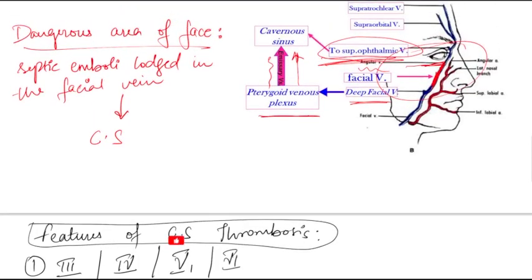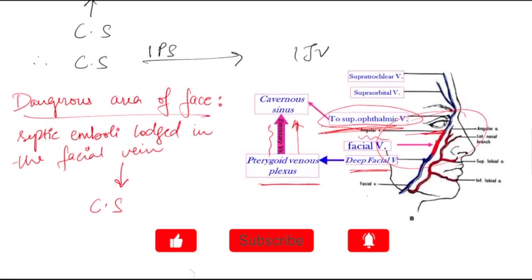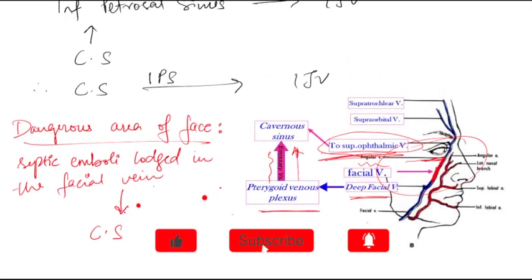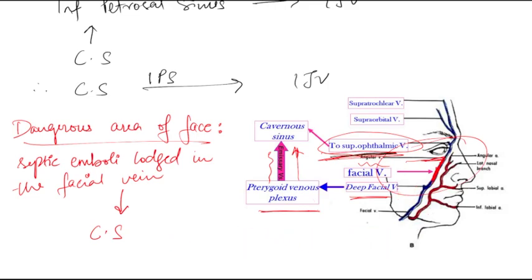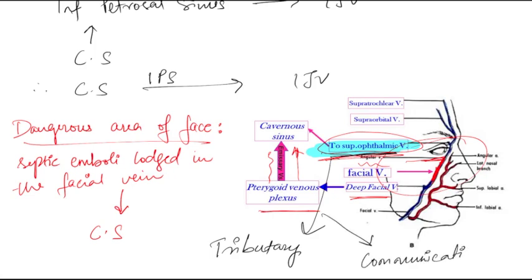Now, one more thing I want to mention here. This superior ophthalmic vein is the only vein which acts as both a tributary of the cavernous sinus and also a communicating channel of the cavernous sinus.